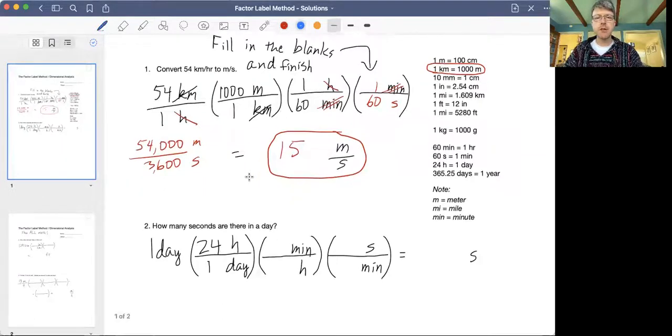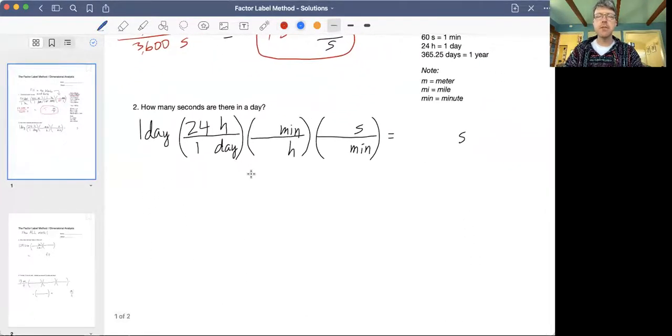I'll switch colors for this next problem here. How many seconds are there in a day? So we start with 1 day, and we're going to convert it into seconds. So we're going to switch days into hours. So the first thing we do is we get days on the bottom and top, canceling out 24 hours in 1 day. So now we're up to 24 hours. We want to know how many minutes are in a full day. So we're going to go 1 hour is 60 minutes. Cancel out that. Now we're up to minutes.